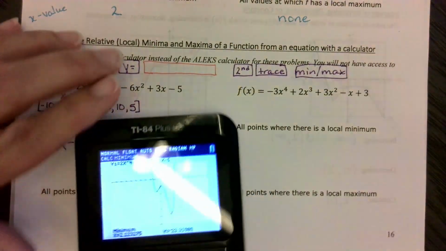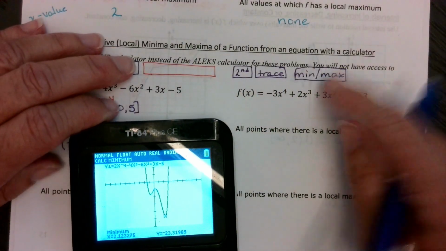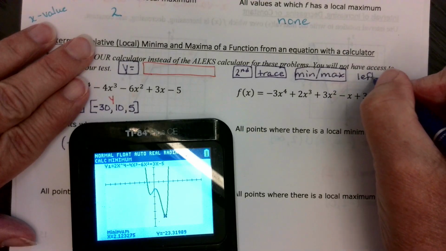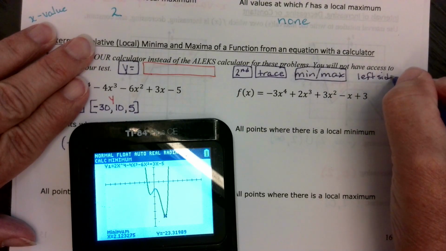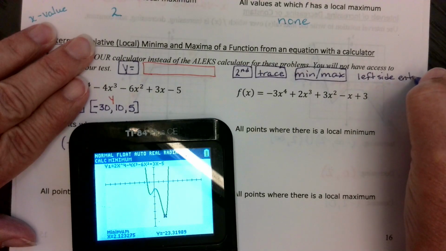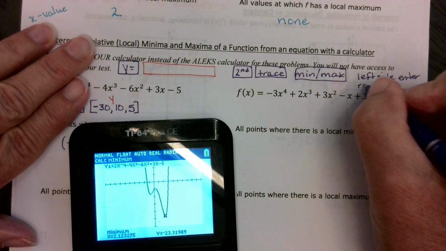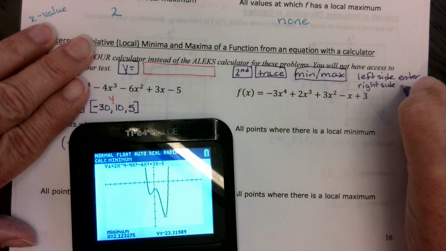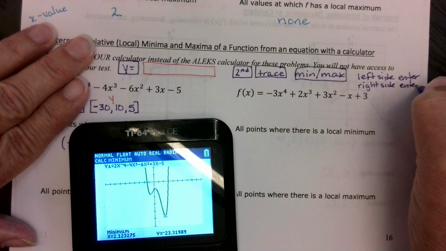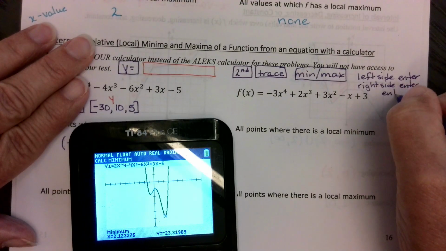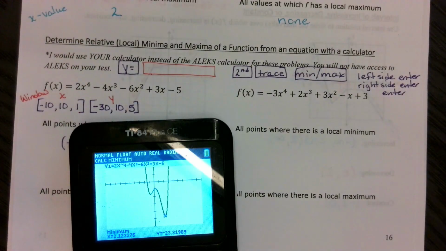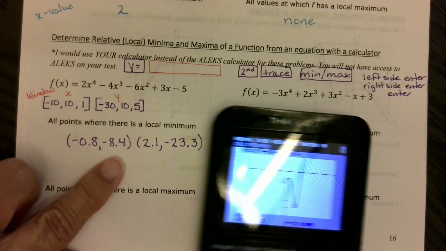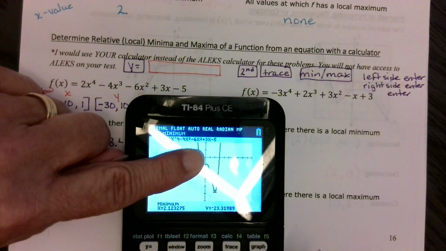Okay? So we hit second trace, we picked minimum. You placed it on the left side. You hit enter. You placed it on the right side. Hit enter. And then you hit enter again. And it gave you the answer. Okay, well, we need the maximum for this, okay? So here's a maximum right here.